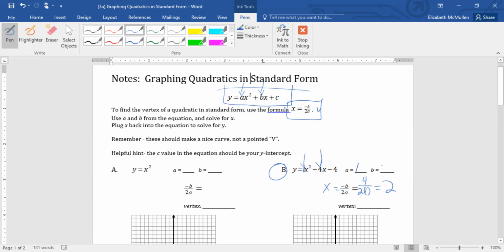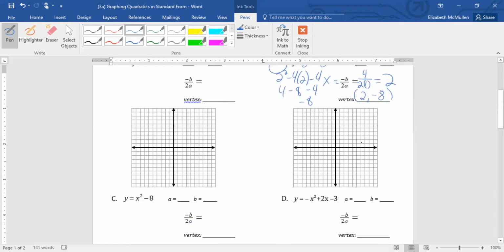I should probably fill this out. A is 1, b is negative 4. All right, x is 2. So I'm going to plug x back in to all my x's here. So 2 squared minus 4 times 2 minus 4. So 4 minus 8 minus 4. So 4 minus 8 is negative 4, minus 4, negative 8. So my x is 2. My y is negative 8. X is 2, y is negative 8.